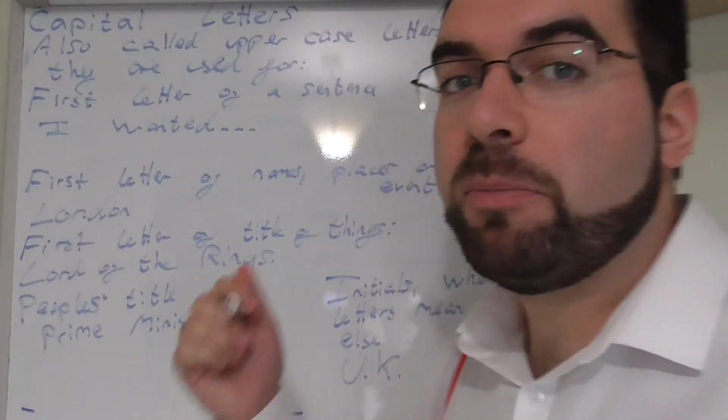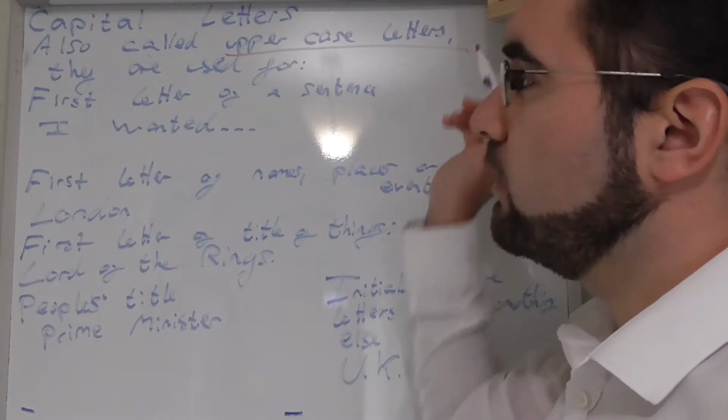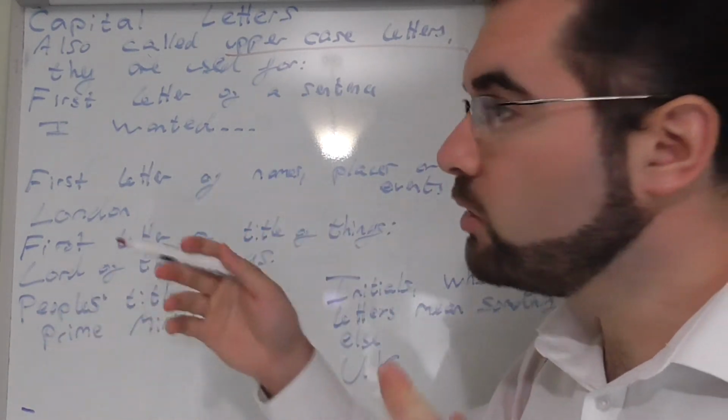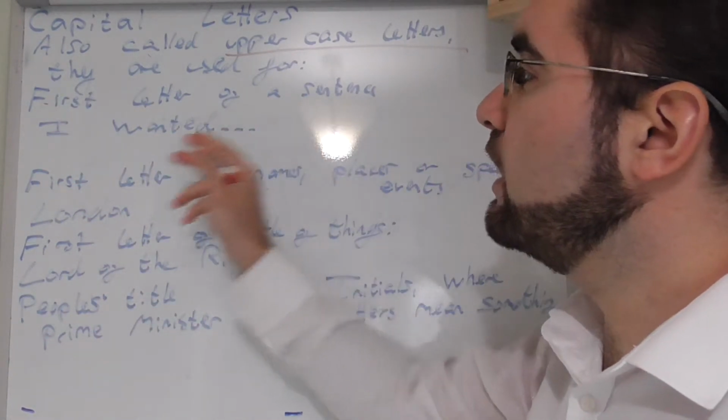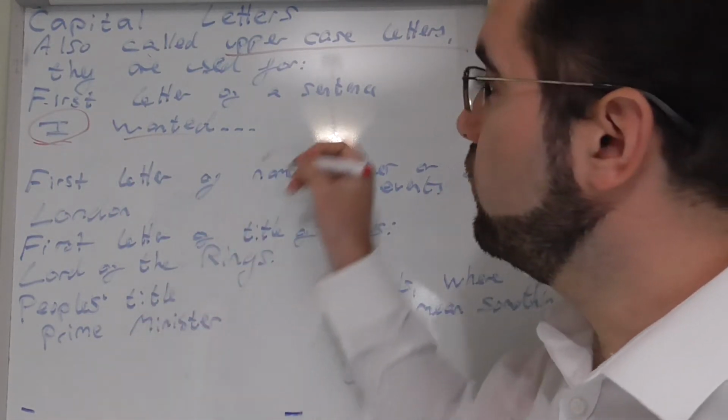Okay, let's look at capital letters. Also called uppercase letters. They are used for the first letter of a sentence. I wanted. We needed. We.